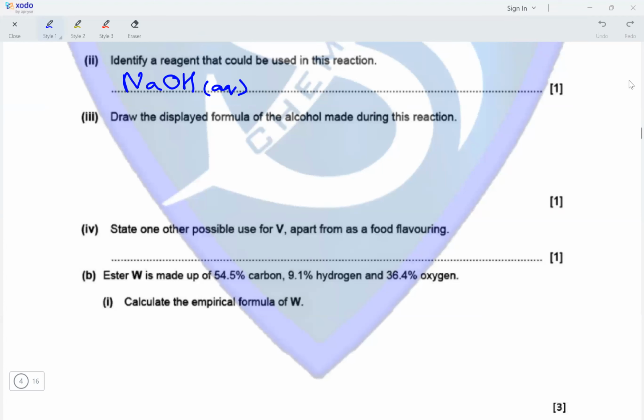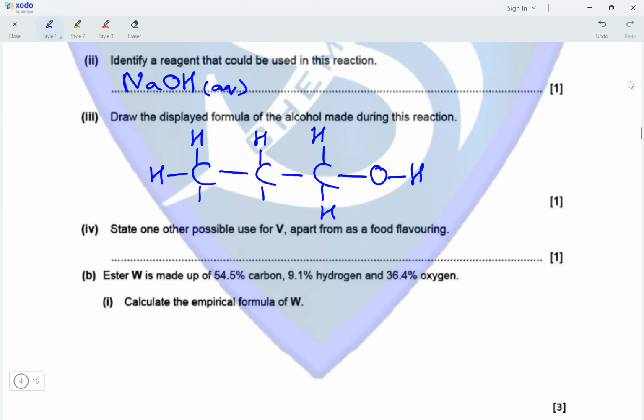Draw the displayed formula of the alcohol made during this reaction. So propyl ethanoate will result in the formation of propan-1-ol. Propan-1-ol has three carbon atoms, one OH group, and all the other positions are occupied by hydrogen atoms. So this is the displayed formula of propan-1-ol.